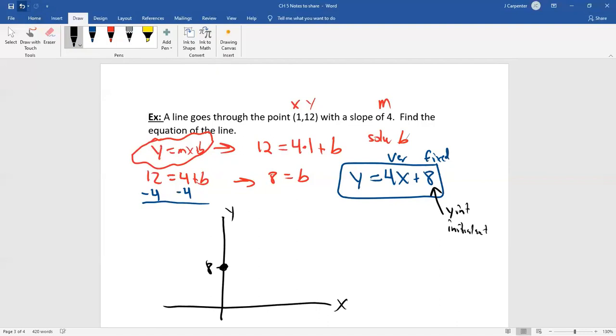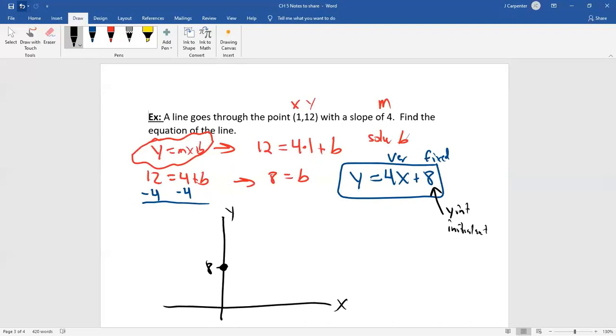There's our first point. If you don't trust that, if you plugged in x equals 0, 4 times 0 is 0, 0 plus 8 is 8. So when x equals 0, you're going left or right, nothing. You go up 8. Now from that point, what you can do is you can use the slope to find another one.